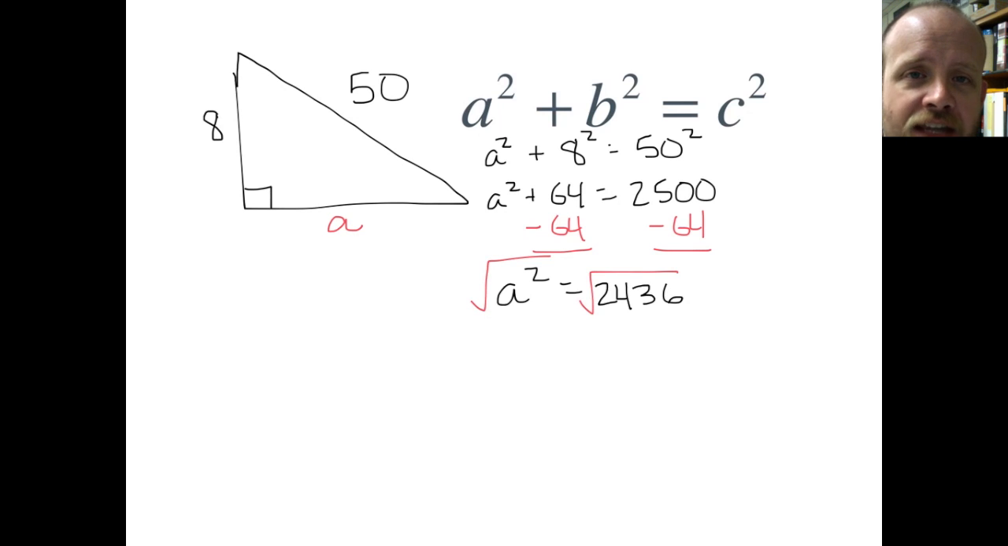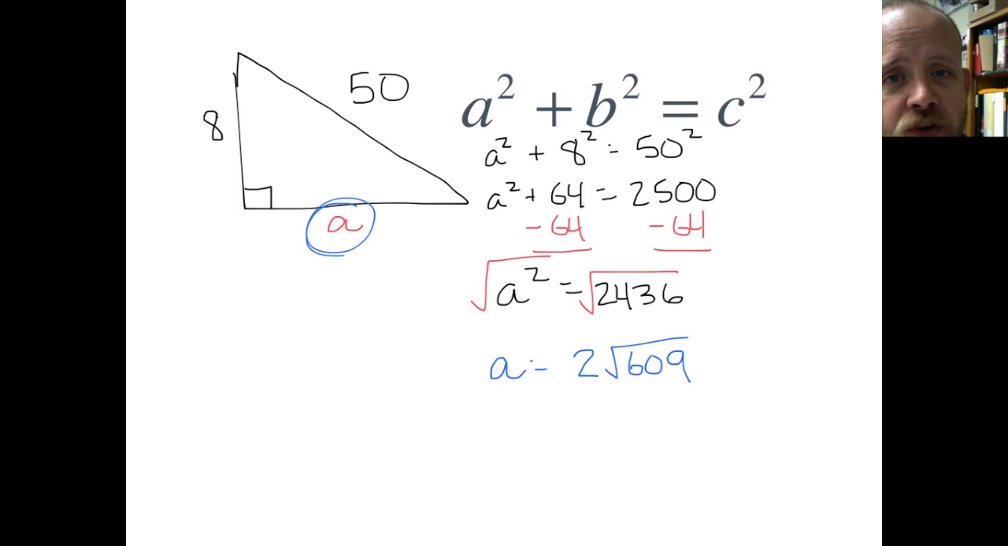The square root of a squared will be a, and if you work it out, you'll end up with the value of 2 times the square root of 609. And that's if you spend the time. I'm not worried if you do right now. The whole point is that it's okay to have these radicals. We can find values for a or b or even c simply by solving this one equation. So make sure you're comfortable finding any missing side of one of these special right triangles.